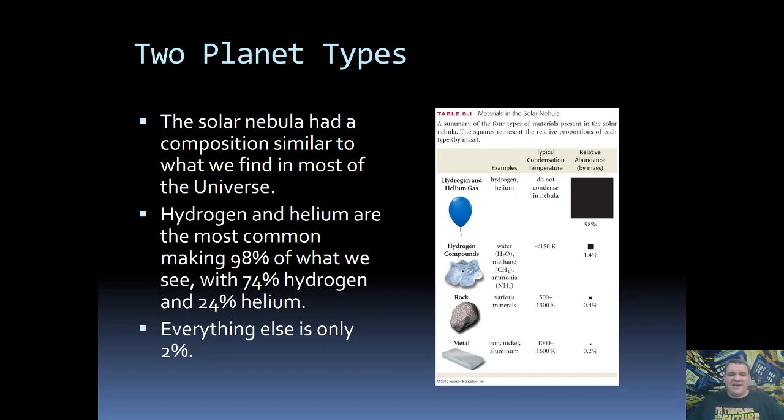98% of everything is hydrogen and helium, with about 74% hydrogen, 24% helium, and all other elements make up only about 2%. Now, do you remember where this 2% comes from? This 2% comes from stars. The hydrogen and helium, all of the hydrogen and most of the helium in the universe, comes from the Big Bang. And then the rest of everything comes from stars, as stars age, evolve, and eventually die.